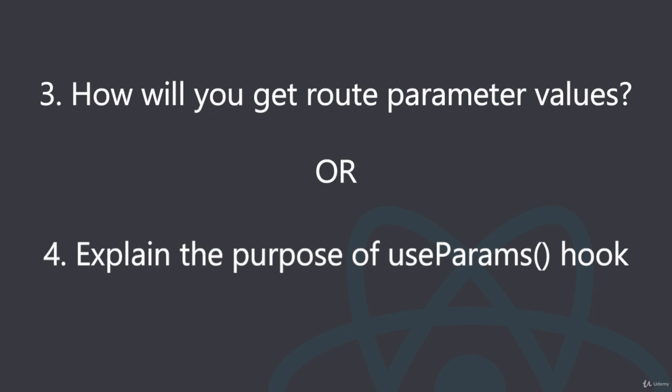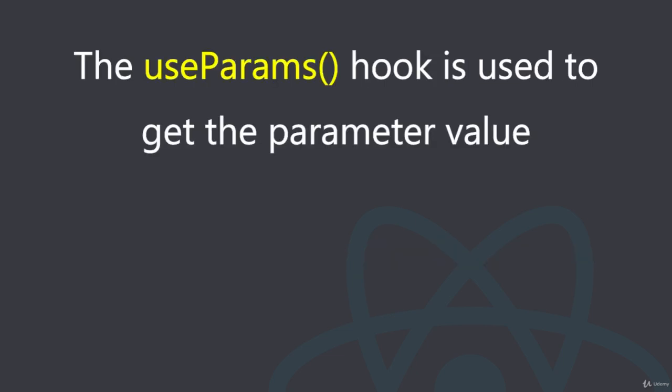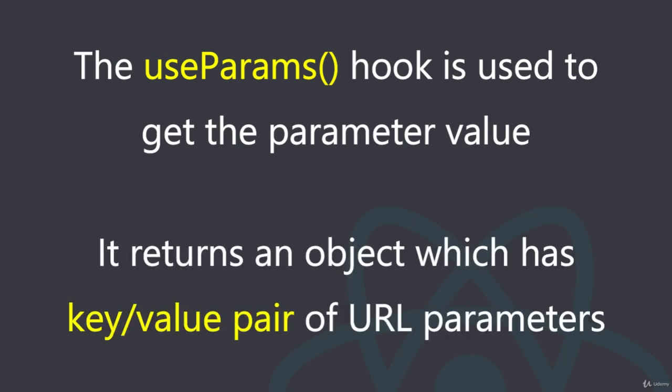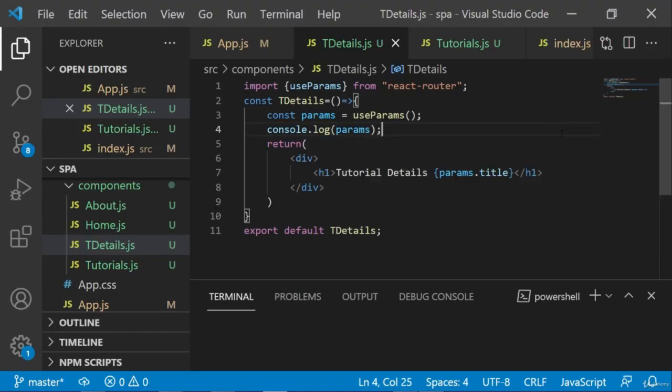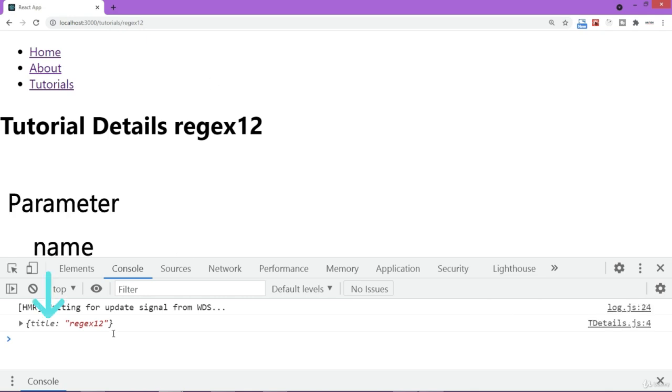The next question is, how will you get route parameter values? Or the same question can be asked as, explain the purpose of the useParams hook. The useParams hook is used to get the parameter value. It returns an object which has key-value pairs of URL parameters. Let's practically try with a console log statement. As you can see, title is the parameter name, and at the moment regex12 is the value given as a parameter. So the useParams hook can be used, and practically we are going to implement it in the next couple of sessions.